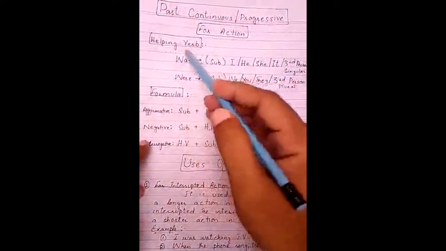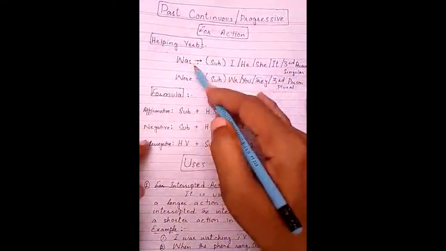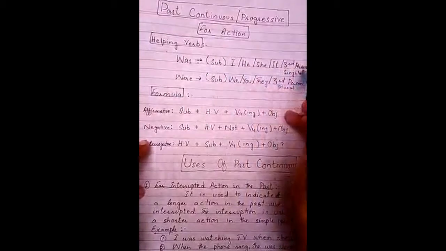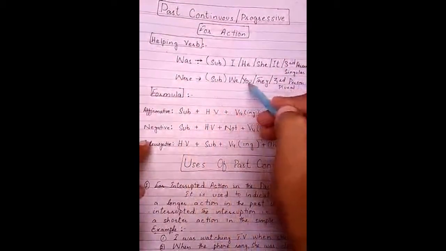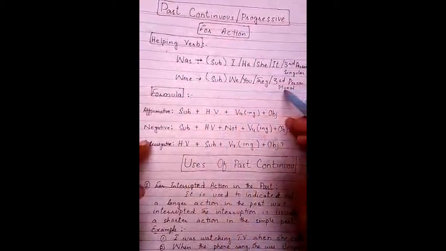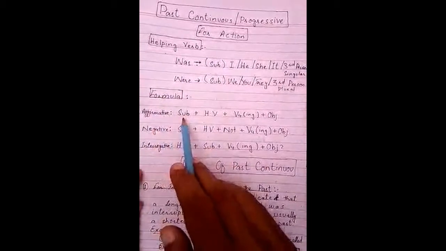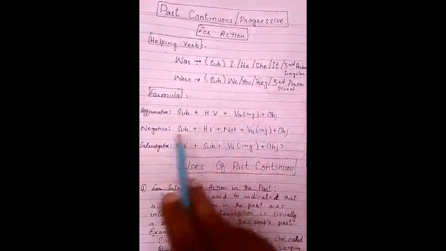For action we use helping verbs was, were. For past continuous, for was we use subject I, he, she, it or a third person singular noun. And for were we use subject we, you, they or a third person plural noun. Okay, and the formula for affirmative is subject, helping verb, present participle form of the verb, object.